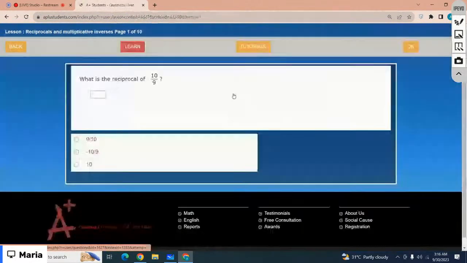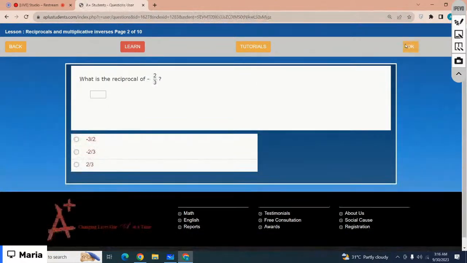So let's start with the practice questions, right? Okay, what is the reciprocal of 10 over 9? Which is the correct option? The correct option is 9 over 10. You need to interchange numerator and denominator, so that would be simply 9 over 10. Option number 1 is the correct option. Very good.